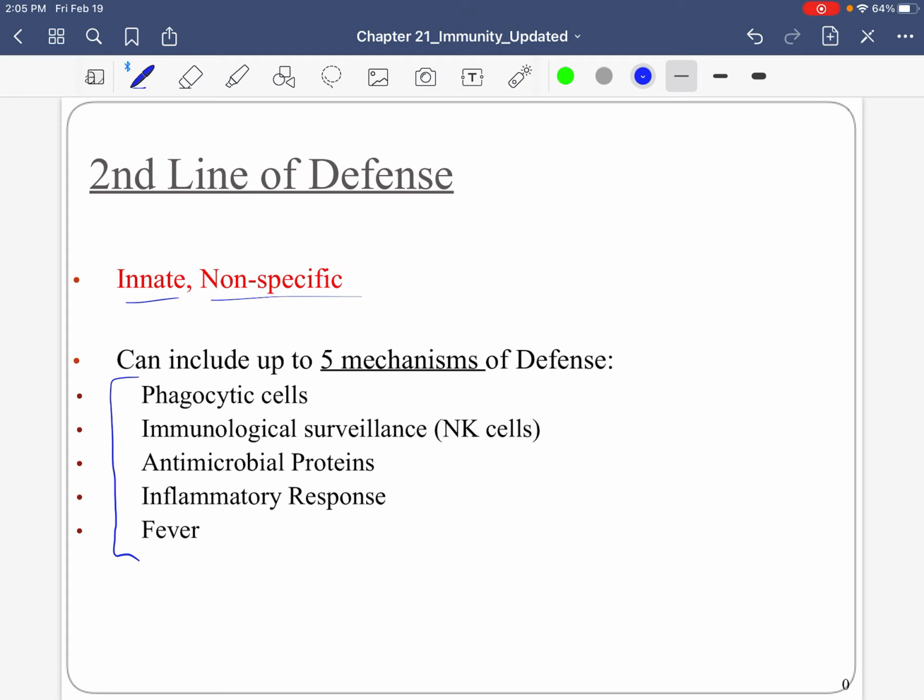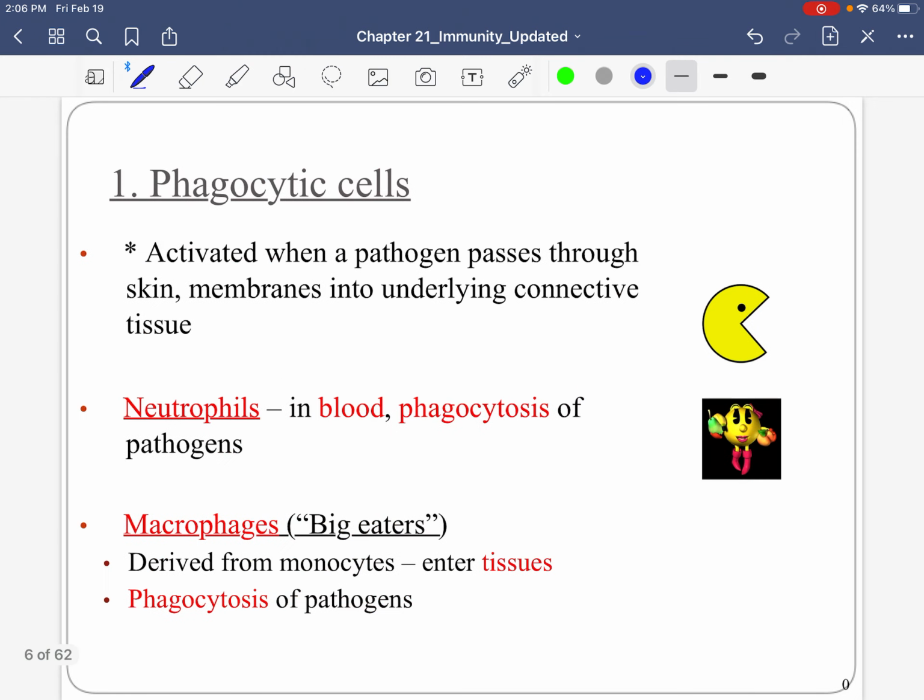And frequently, a lot of these things are activated at the same time, okay? So it's not just that we only activate the phagocytic cells and nothing else. We tend to activate many because that's just another way that we can better protect us. So we're going to cover each one of these, but know that collectively these are all going to be parts of our second line of defense.